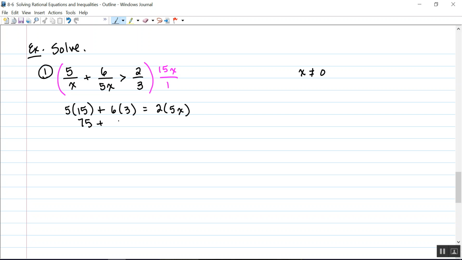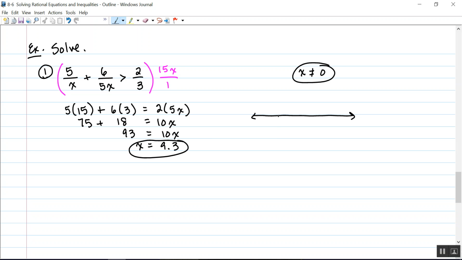75 plus 18 equals 10x. 93 is equal to 10x, or x equals 9.3. So these are the two values I'm going to put on the number line, my 0 and my 9.3.